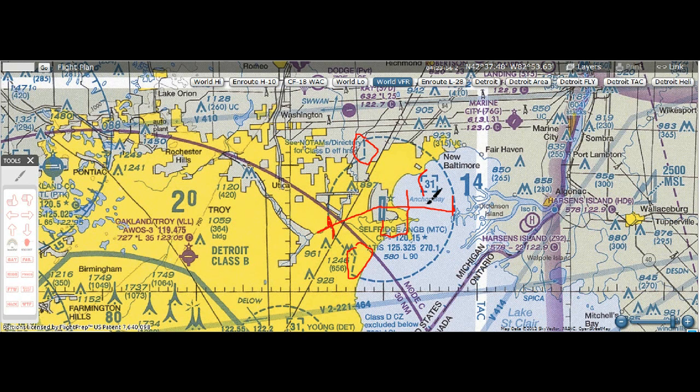Just for practice, as you can see here, the airspace extends to 3,100 feet above mean sea level, and of course, as all Class D airspaces do, it starts at the surface.